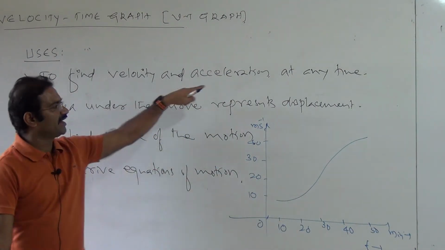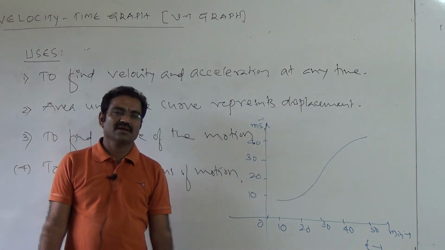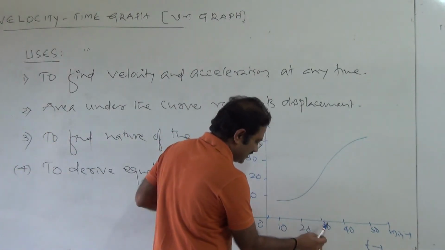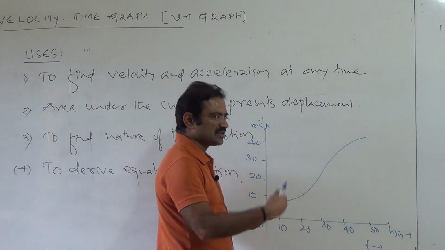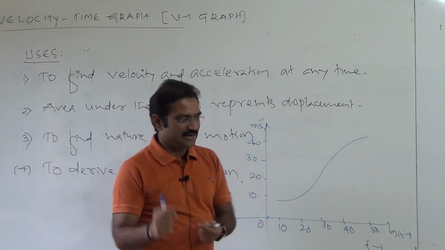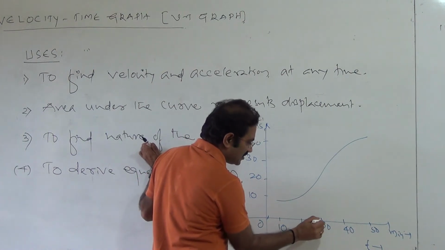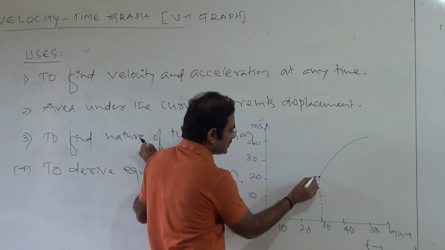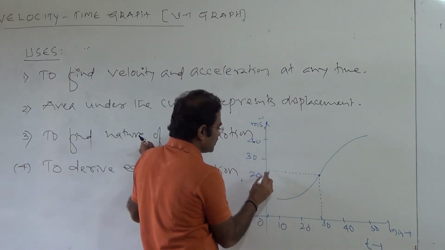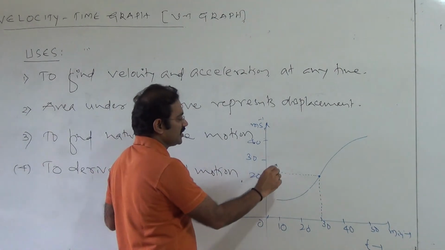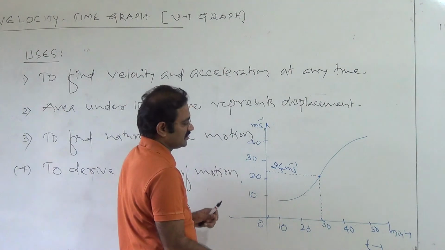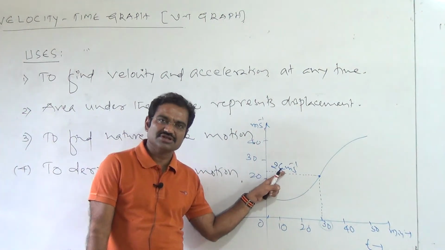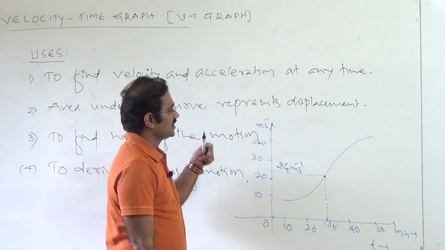To find the velocity and acceleration at any instant, if you want the velocity exactly at 30, that is, the velocity of that body after 30 seconds, here you take a vertical line. Okay, from this take another horizontal line. So here nearly it is say 24. It means 24 meter per second. So after 30 seconds the velocity becomes how much? 24 meters per second. Similarly, acceleration.